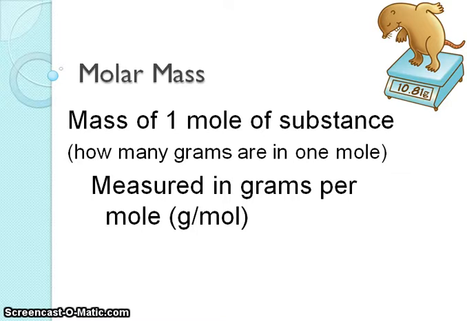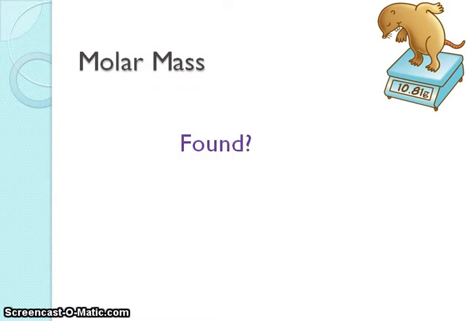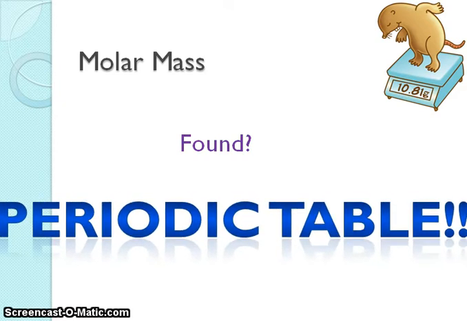Another way to write this would be to say you have X amount of grams for 1 mole of whatever substance. So where we find these molar masses is going to be your best friend in chemistry class, the periodic table.